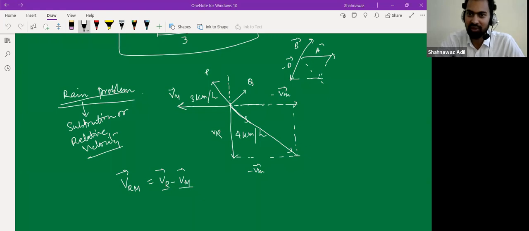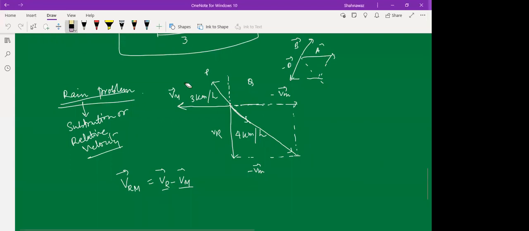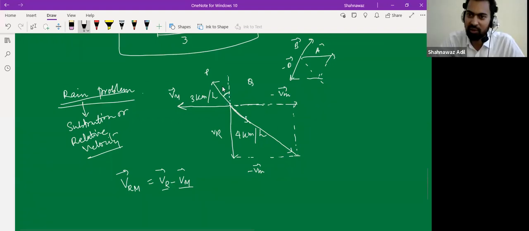Okay, 540. Am I right? Yes, sir. Okay, so in this direction, we should hold the umbrella, right? So in most of the cases, they ask about this angle. Okay, and how do you calculate? So this angle and this angle is equal, right?